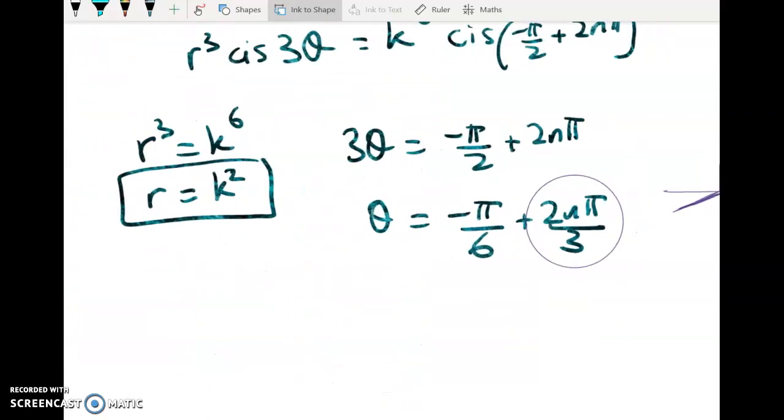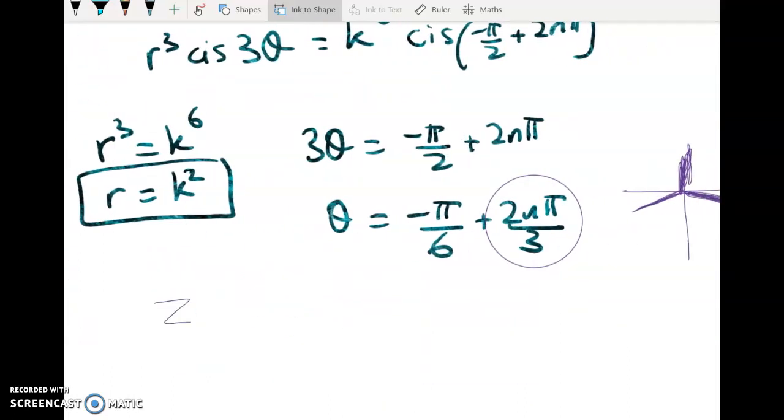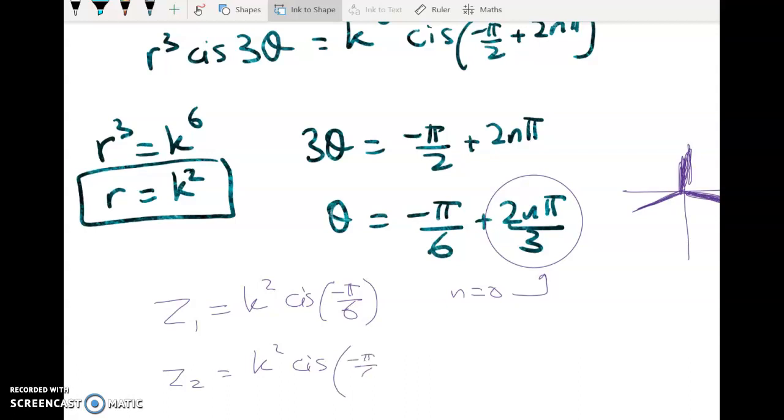So, putting all of that together, what do we get? Well, our first solution is z1 is equal to k squared cis of negative pi on 6. Right, that's substituting in n is equal to 0. The second solution is going to come when I substitute in n equals 1. So it's going to be cis of negative pi on 6 plus 4 pi on 6, which is k squared cis of 3 pi on 6, which is pi on 2.